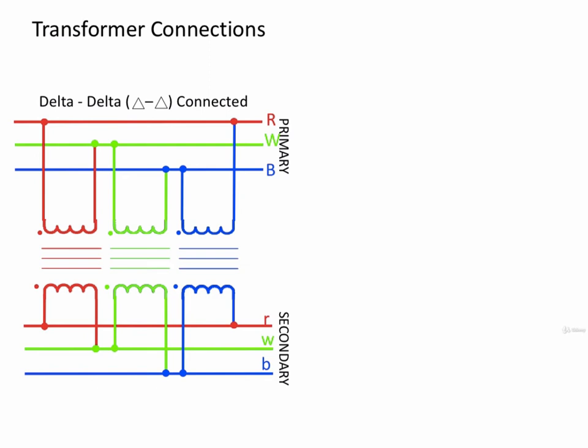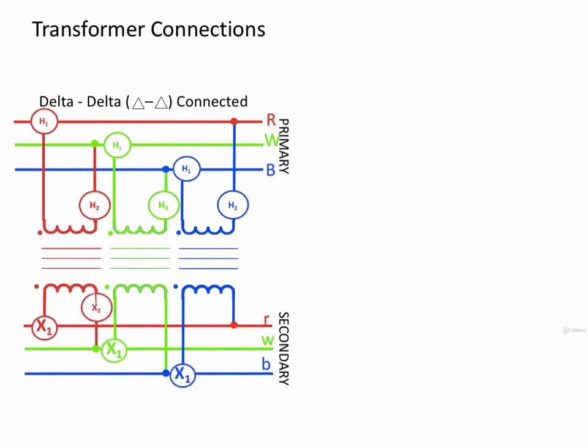That is to say, the H1 terminals are connected to individual phase conductors, and the high voltage H2 terminals are connected to the adjacent primary H1 terminal. Similarly, the X1 terminal of the secondaries are connected to the individual phase conductors, while the low voltage X2 terminals are connected to the adjacent secondary terminal X1.